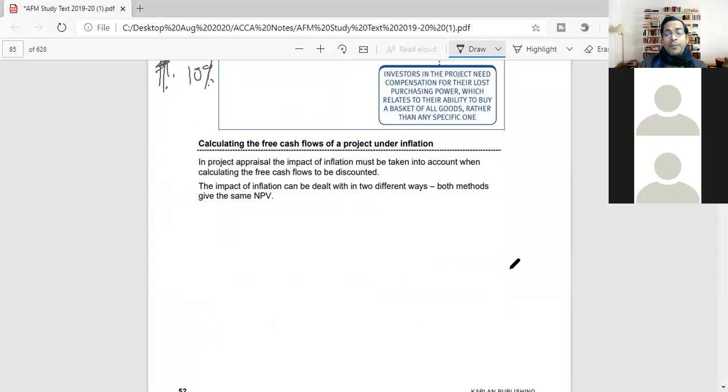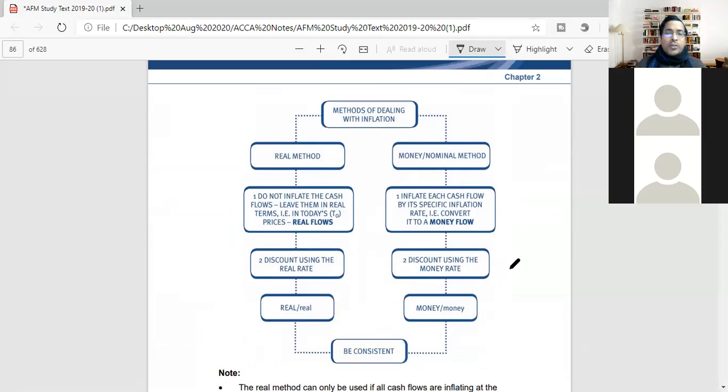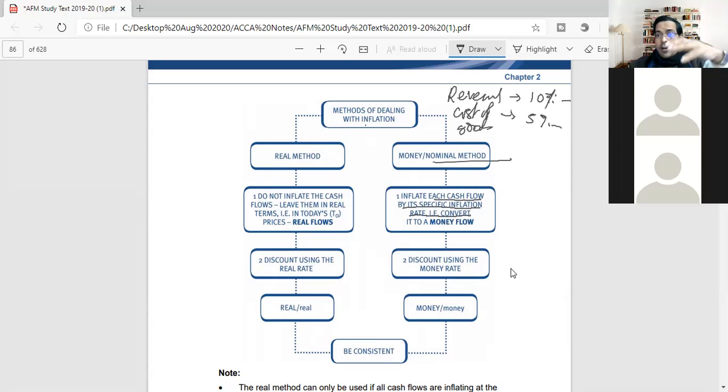Calculating the free cash flow of a project under inflation. Let's take some example. This is also a very theoretical model. It is telling us how to deal with inflation. So one way is, as I said earlier, if your revenue is given, cost of goods are also given, then you just multiply everything by 10% or maybe the specific rates which are given. That's one way. So use the nominal method. Inflate each cash flow by its specific inflation rate. So use all these specific rates to inflate the numbers.